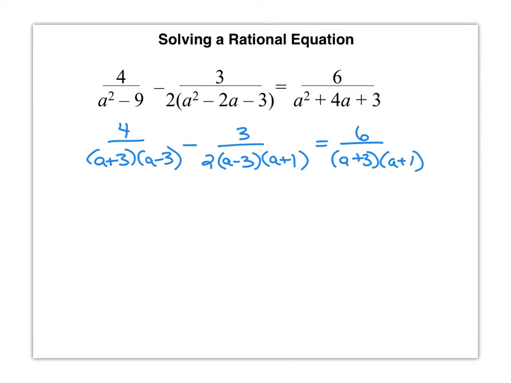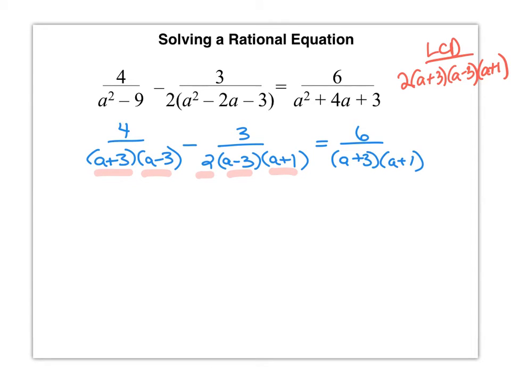So we want to make sure our LCD has each factor represented for each of those denominators. So our LCD will begin with a factor of a plus 3 and a factor of a minus 3. So a plus 3, a minus 3. We will also include a factor of 2 and a factor of a plus 1. This a minus 3 is already represented, so we'll have 2 and a plus 1.